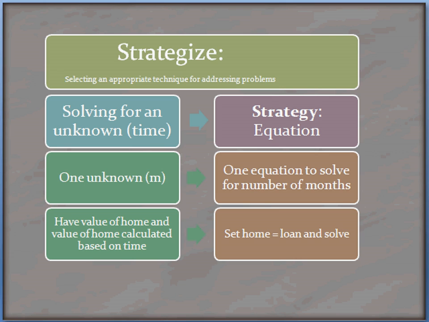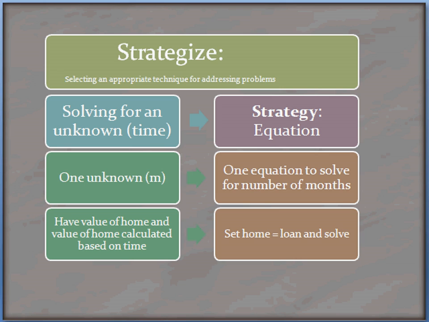Recall that in order to solve correctly by writing an equation, we need to know what our unknowns are, and we need to relate that to known information. We also need to have one equation for every unknown, and the equations cannot be equivalent. In this case, we have one unknown, the number of months that we'll need in order for the value of the home and the value of the loan to be the same. And we have one equation to solve for that one unknown, or we will when we write that equation, but we only need to write one.